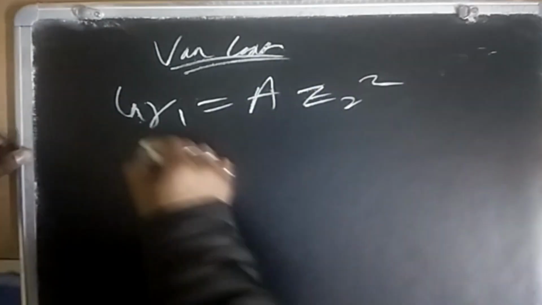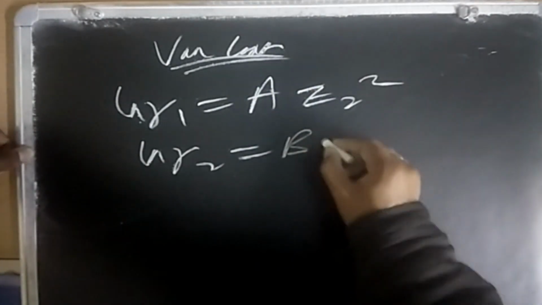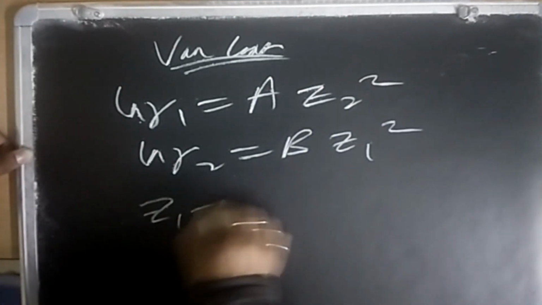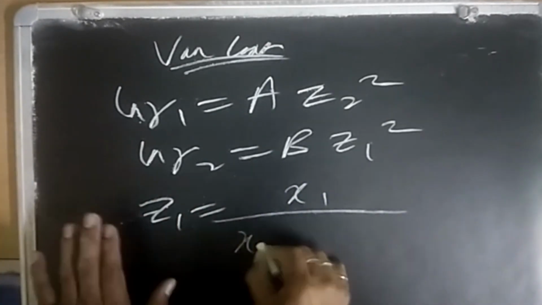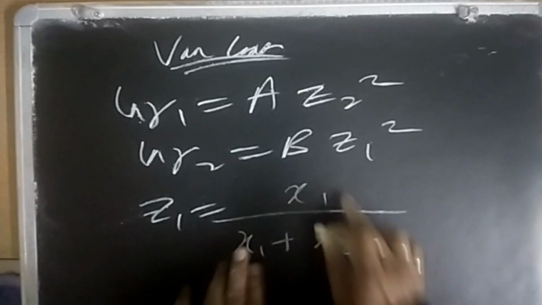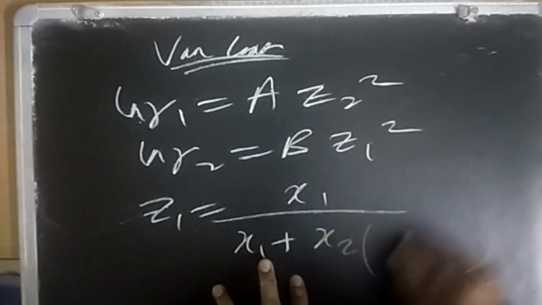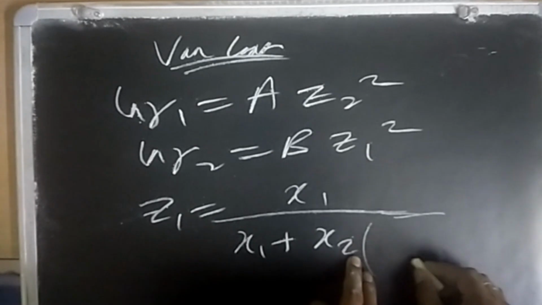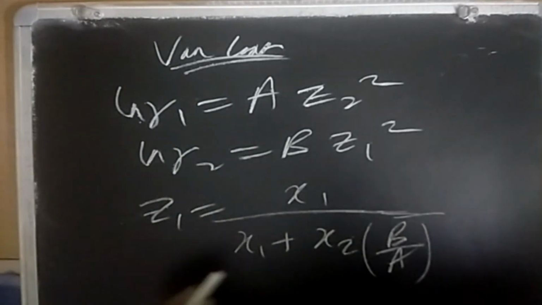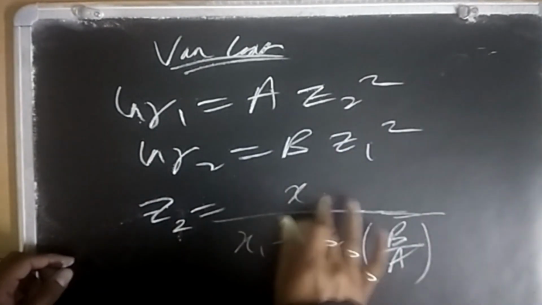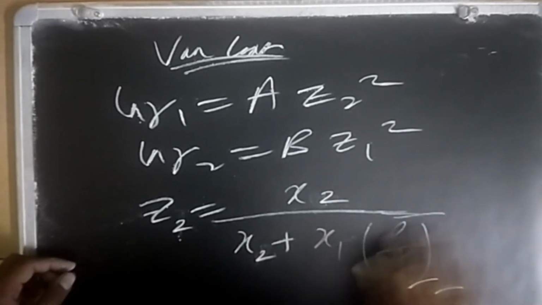Now the final thing is the Van Laar equations. ln gamma 1 is A z2 square, and ln gamma 2 is B z1 square, where z1 is equal to x1 divided by x1 plus x2. This thing is like the mole fraction only. Just multiply for x2, take B first because B is second, x2 is second, B by A. Similarly for z2 we have 2, 1 and the opposite, A by B.